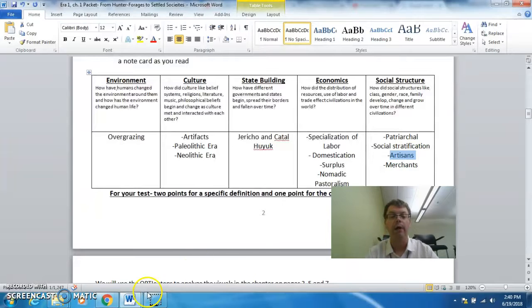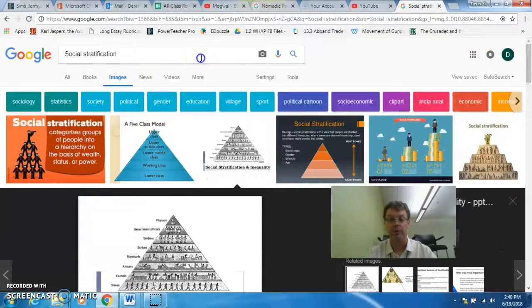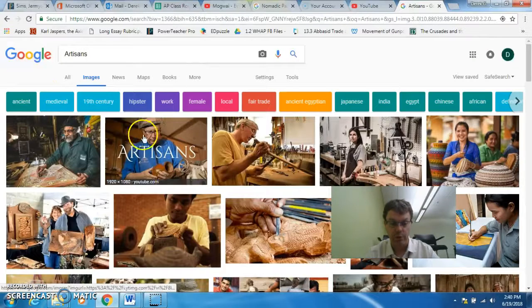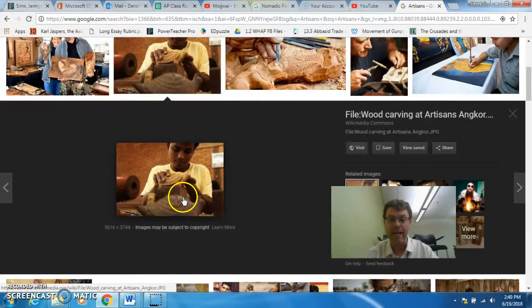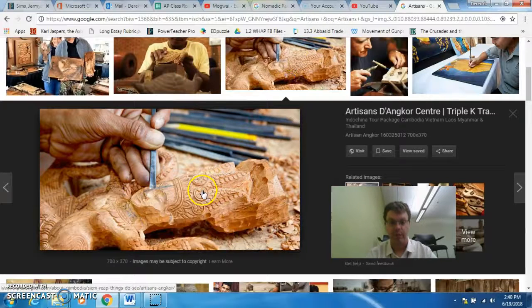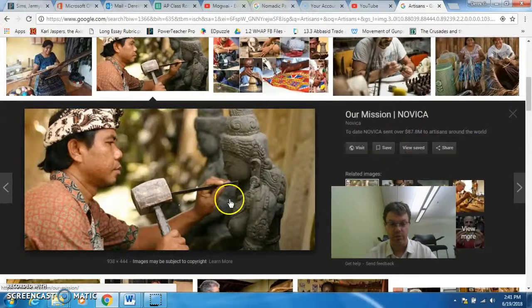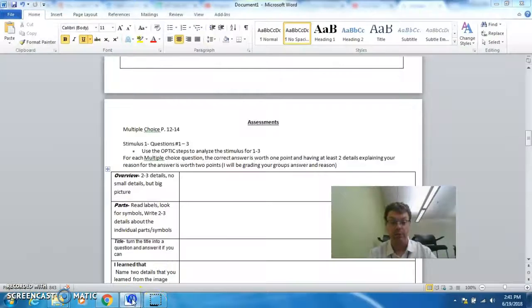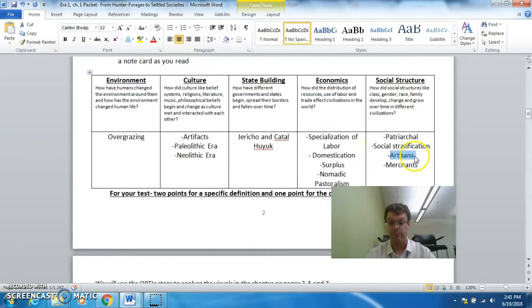Now, let's look at this word artisans and see what it means. So let's go look that one up. And we have artisans. Artisans are people who make handcrafts, who make pots, art by hand. So an artisan is a skilled worker who makes something by hand. And artisans were one way in the social structure to move up, was to be a skilled worker. Artisans are skilled workers, and they are part of our social structure.